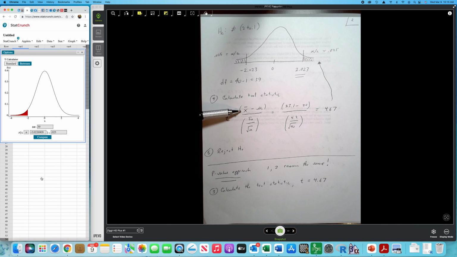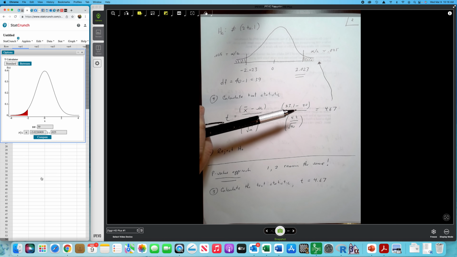Next thing we do is calculate the test statistic. It is the sample data minus the mu, so our point estimate minus the claim in the null hypothesis, over the standard error. So in this problem, the mean is 23.1, our claim is 20, our standard deviation is 4.2, our sample size is 40, so divided by the square root of 40. When I put that in my calculator, I get 4.67.